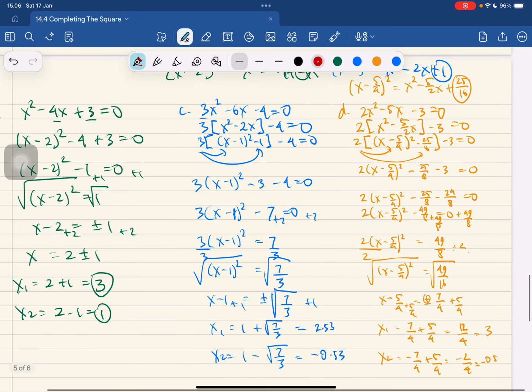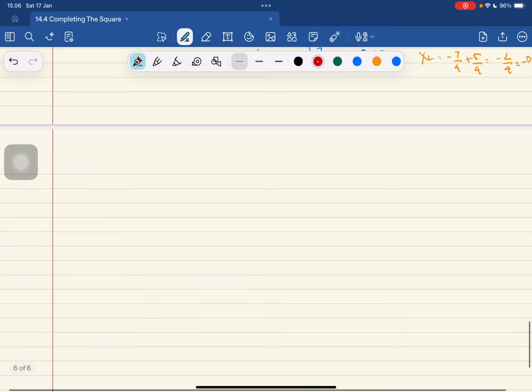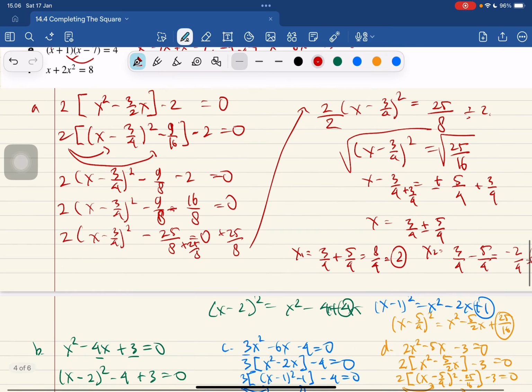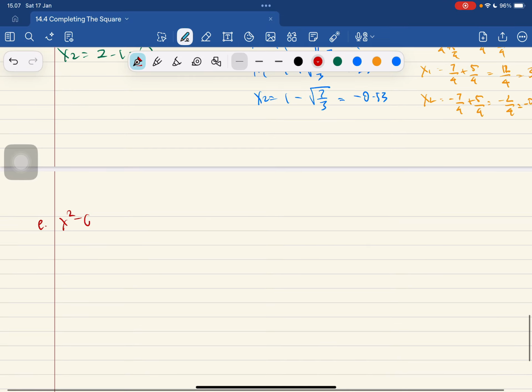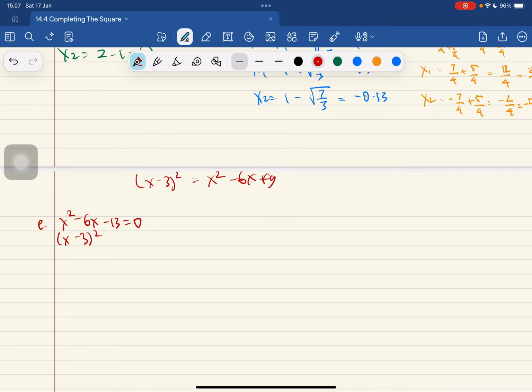So we'll write it down for e: x squared minus 6x and then minus 13 equal to 0. So completing the square, make it bracket x, make it a half of minus 6, which is minus 3, squared. So what's the extra number that we don't want? So x minus 3 squared is going to be x squared minus 6x plus 9. We don't want this plus 9, so we will minus by 9 and minus by 13 equal to 0.